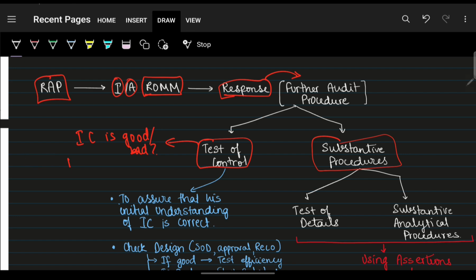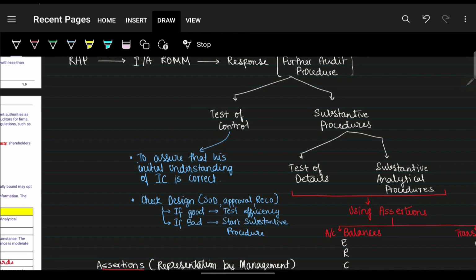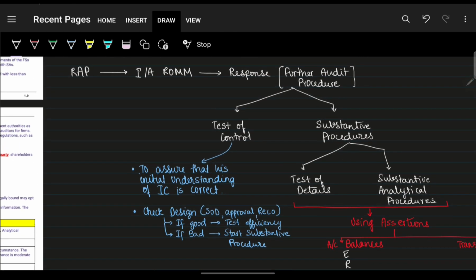Okay, so here in test of control, he will test whether the company's internal control or the organization's internal control is good or not. Next, he will check the design. If it is good, he will test the efficiency, whether all the control systems are working or not. If it is bad, he will not waste any more time with the control systems. He will just move on to the substantive procedure. Here he will do the test of details, or he will go to substantive analytical procedures.